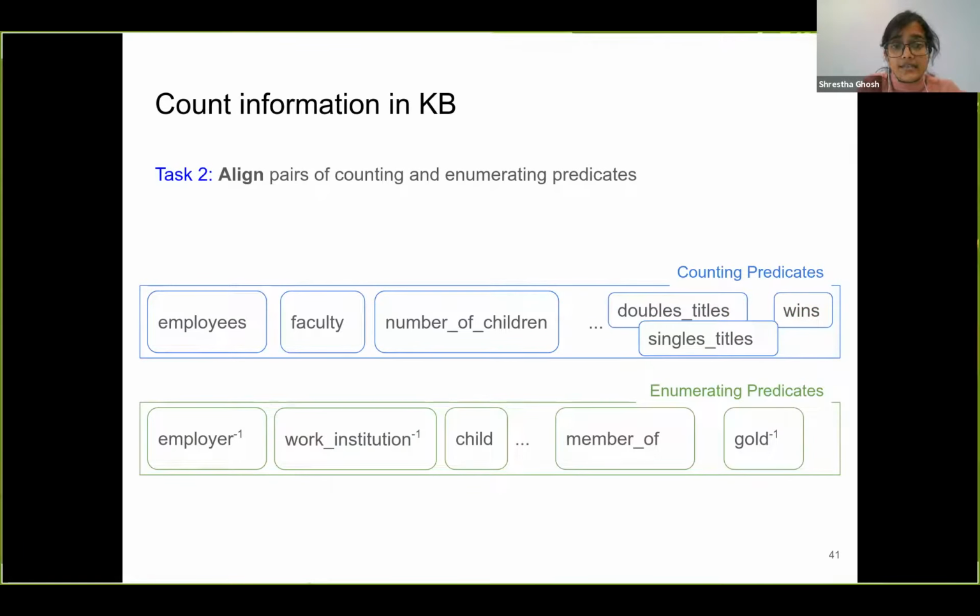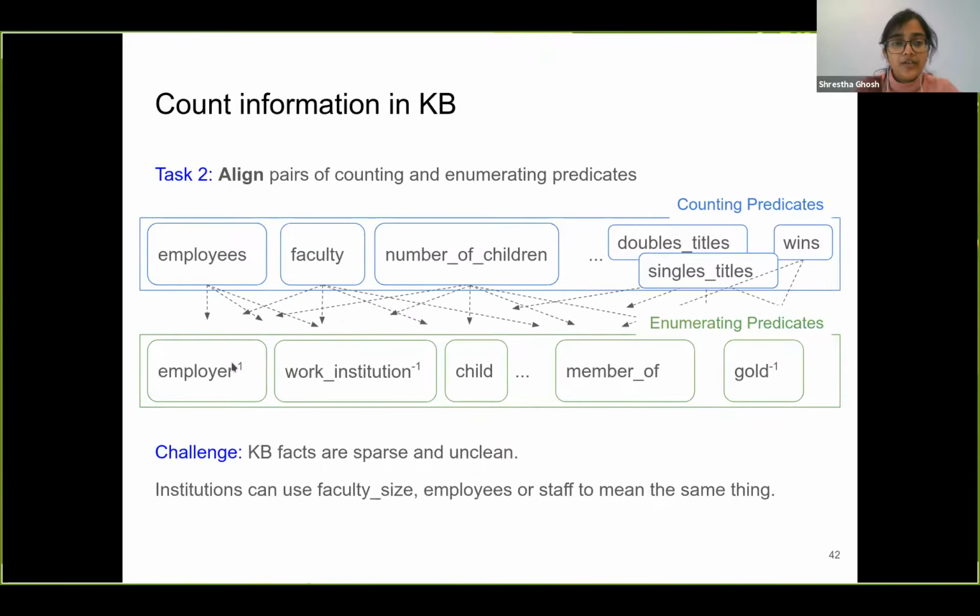The second task is then to align pairs of counting and enumerating predicates. So once you have the two sets, the task now is to find the related predicates. So here, employees in the counting predicates is related to employer, work institution, and these are in turn also related to faculty.